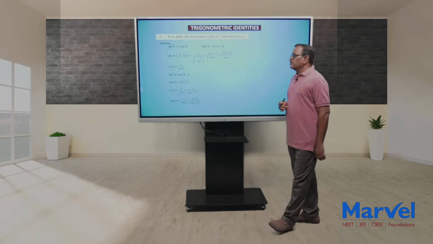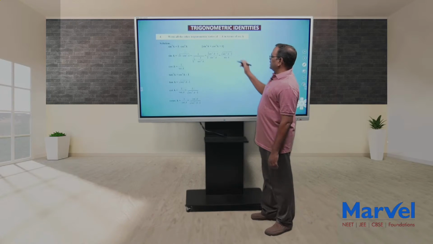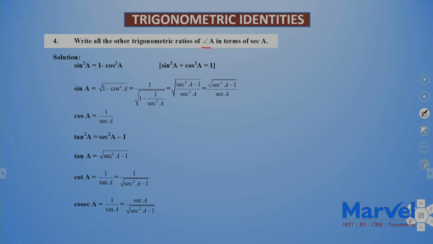Type 2. Write all other trigonometric ratios of measure angle A in terms of secant A. This is right triangle ABC, 90 degree. This is opposite side, adjacent side and hypotenuse.